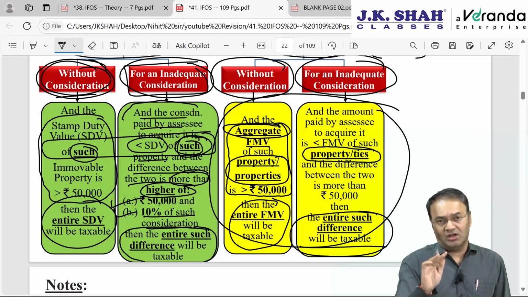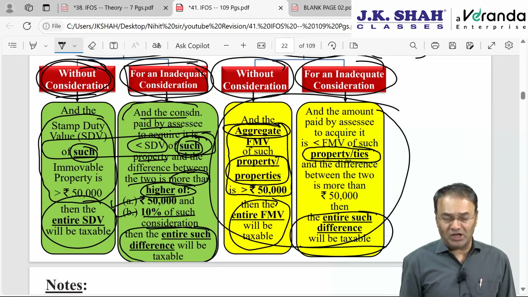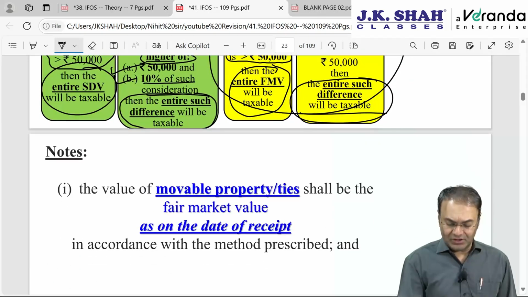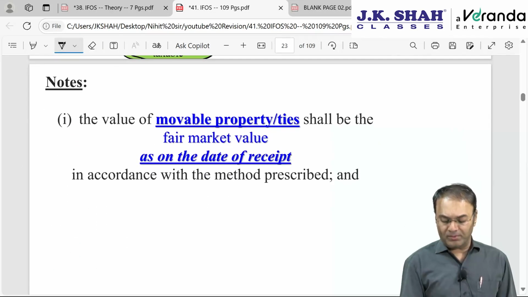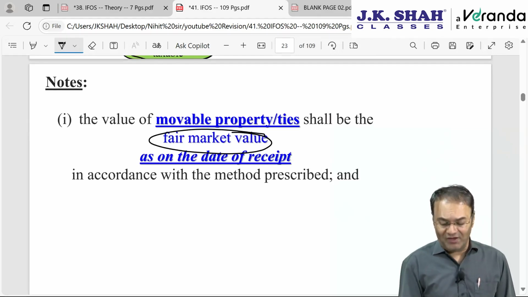Of course, only the 9 assets covered here; the concept does not apply to any other asset. Notes: for movable property we have to take FMV, for immovable property we have to take stamp duty value. FMV as on what date? To answer, FMV as on the date of receipt.